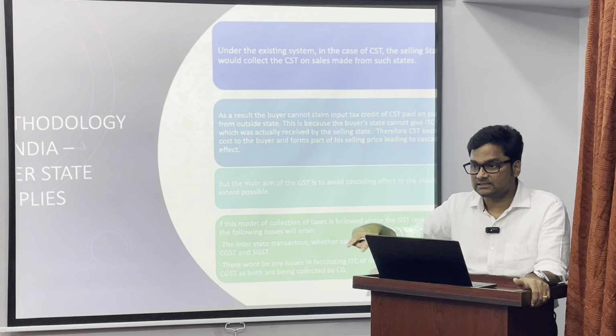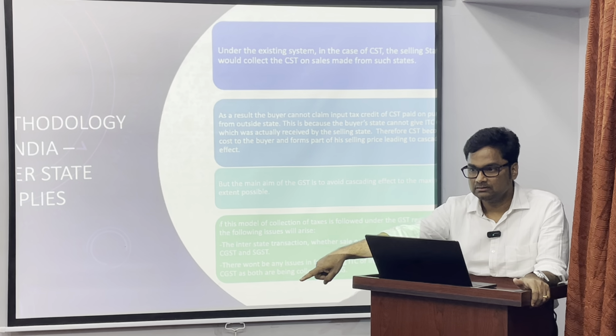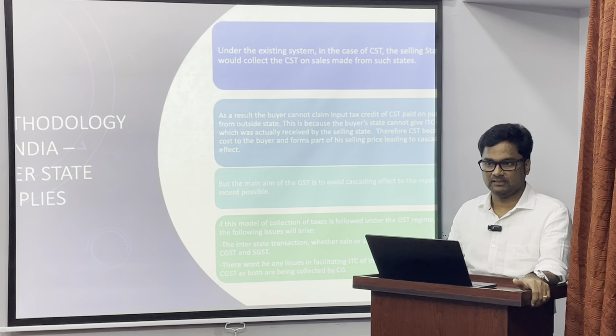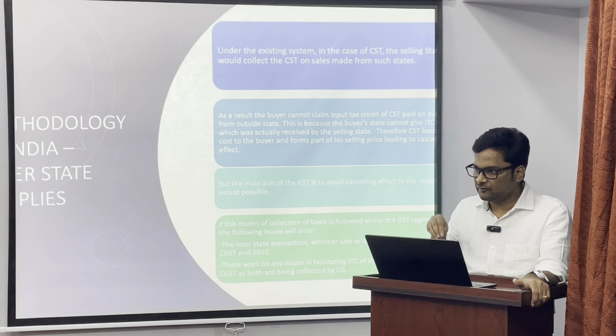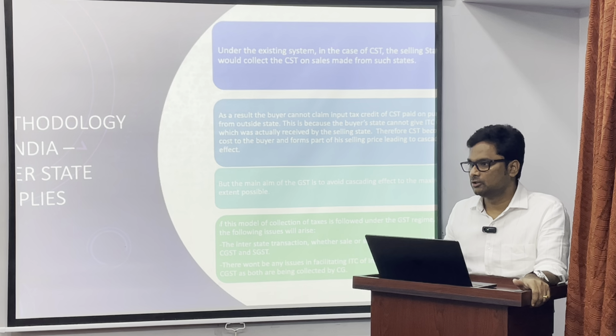Whereas the goods are destined to Telangana. Goods are consumed in Telangana. Tax is paid to Andhra Pradesh. Are we following destination-based taxation? No.